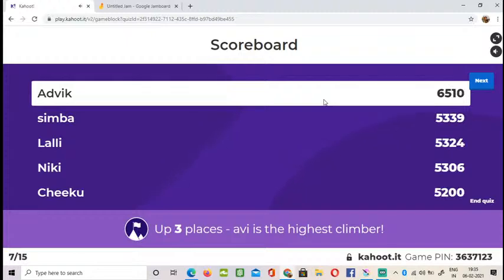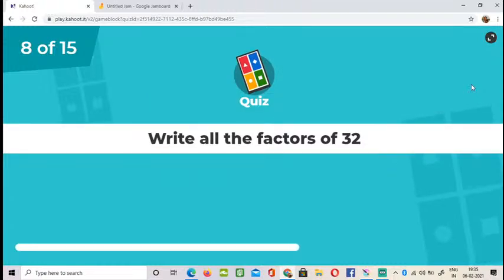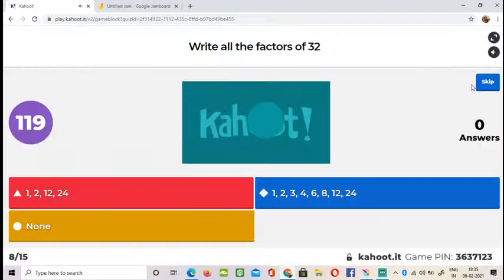So again it's the same, no changes in the scoreboard, but up 3 places, Avi is the highest climber. Again, that's so cool. So now let's just go to the next question. So write all the factors of 32. Again, this is gonna be so easy.